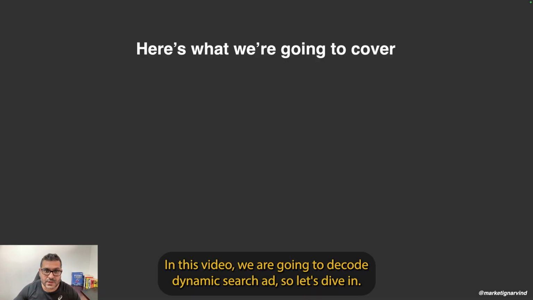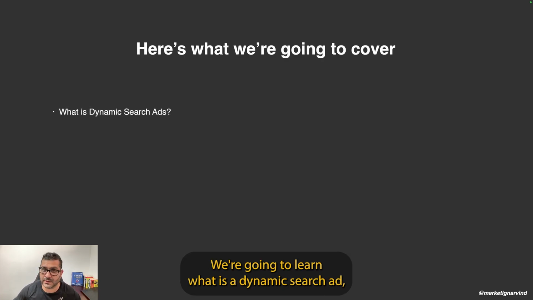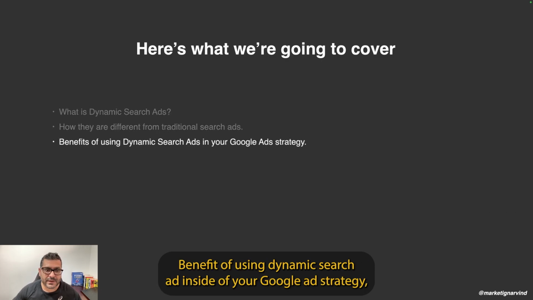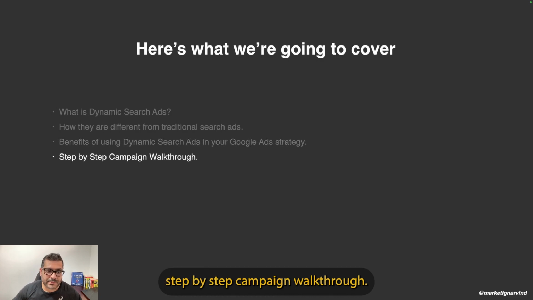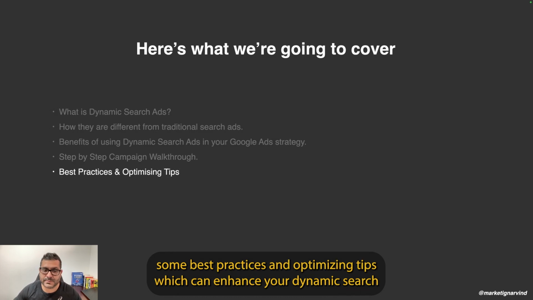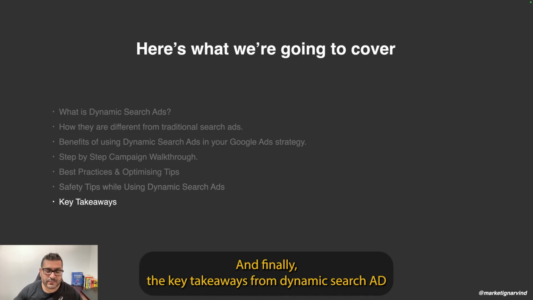So let's dive in. This is the agenda for this video, and that's what we are going to cover. We're going to learn what a dynamic search ad is, how it is different from traditional search ads, and the benefits of using dynamic search ads inside your Google Ads strategy. Then a step-by-step campaign walkthrough, so we will go through every single step of how to run a dynamic search ad. Plus there are some best practices and optimization tips which can enhance your dynamic search ad. Also, we are going to discuss safety tips while running dynamic search ads, and finally, the key takeaways from dynamic search ads.